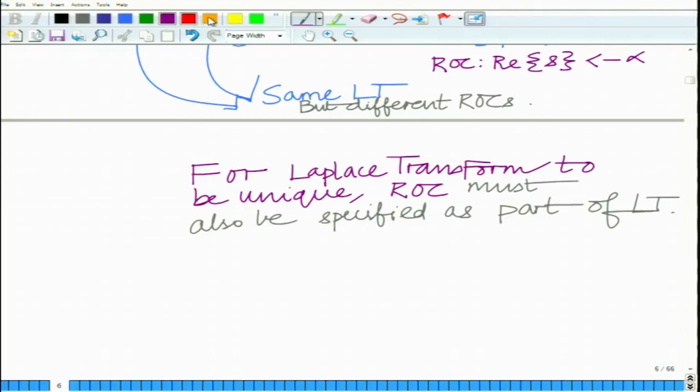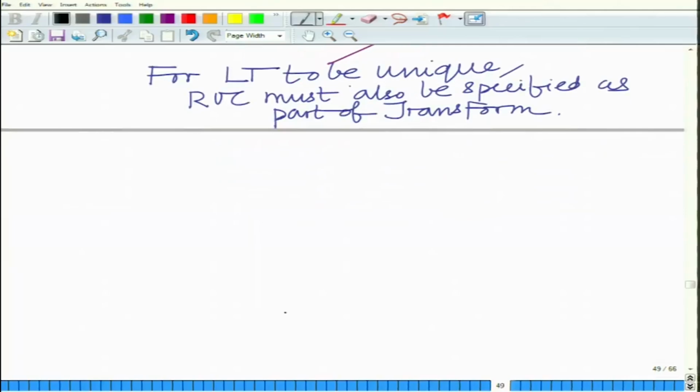So, for the Laplace transform to be unique, the ROC must also be specified as part of the Laplace transform. Let us now proceed to compute the Laplace transforms of some popular signals. Two of the most important signals for understanding the behavior of LTI systems are the unit impulse and the unit step function. So, let us look at some of the Laplace transforms.